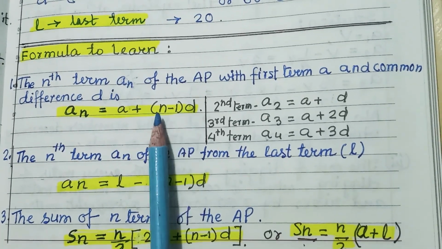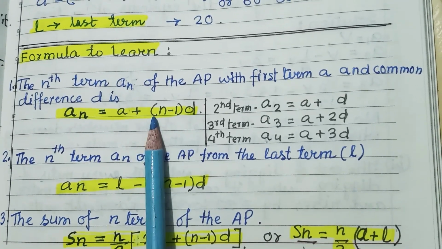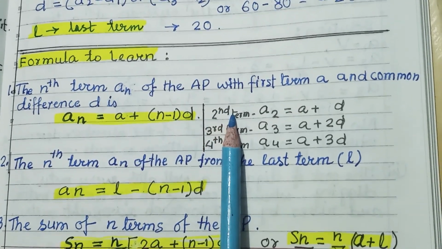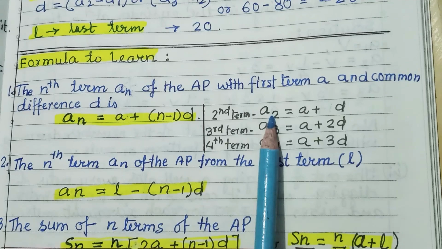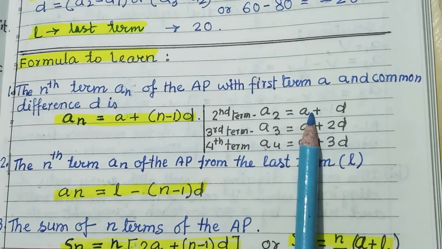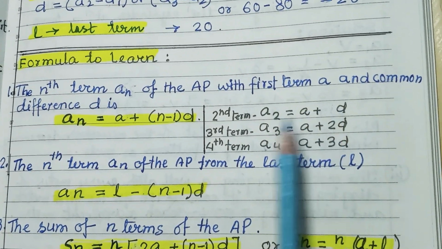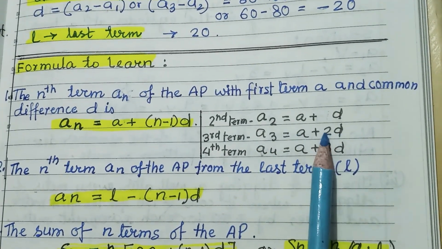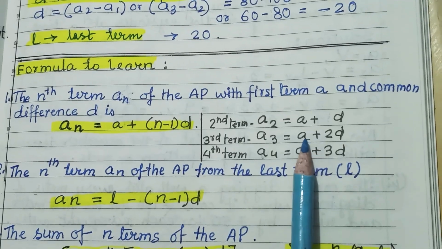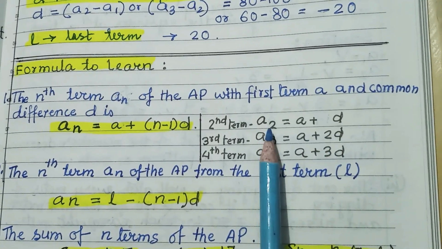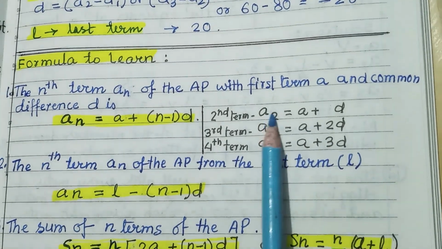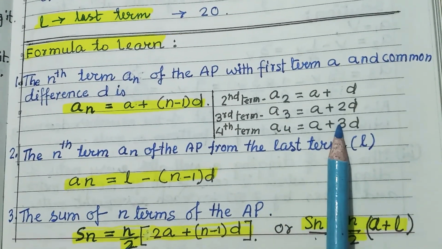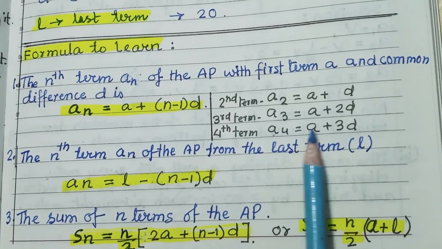So according to that, n minus 1 means previous terms into d. If it is the second term we have to find, the formula of the second term is a2 = a + 1d, which means a + d. Third term, a3 = a + 2d, that is 3 minus 1 = 2, so a + 2d. Whatever term number we are finding, the multiplier of d is 1 less than that, so a4 = a + 3d.